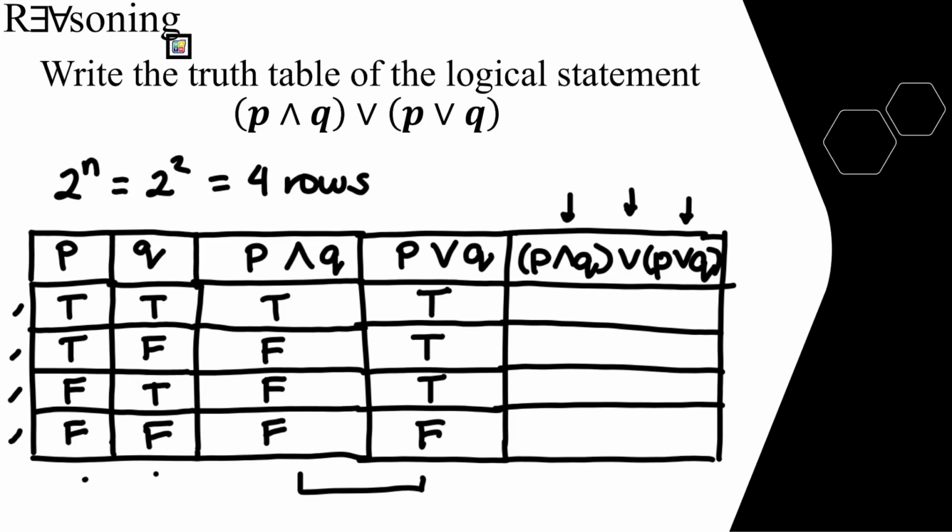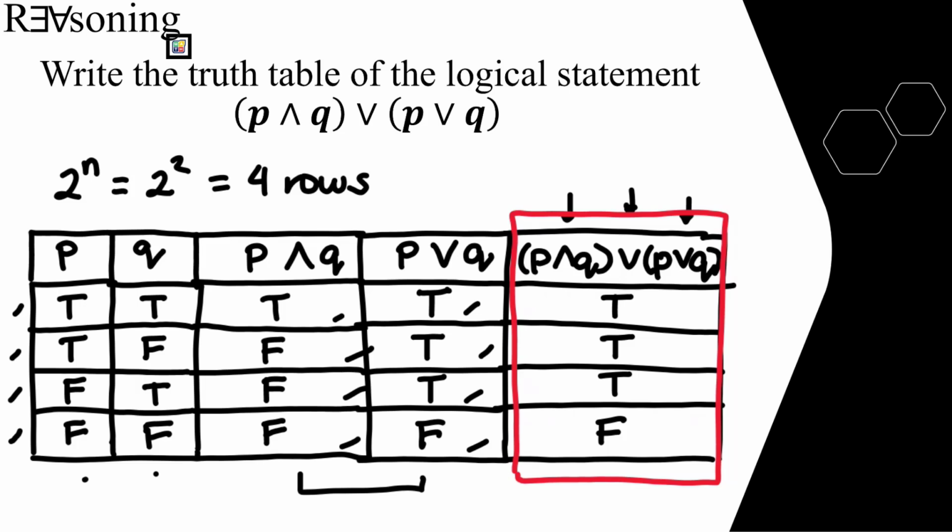We just need one statement to be true for the entire disjunction to be true. So since both statements are true, this is true. One of the statements is true, so automatically that's true. Similar here, that's also true. And finally, for our last row, since both of them are false, the disjunction is false. This is the truth table for the logical statement, the disjunction of P and Q, or P or Q.